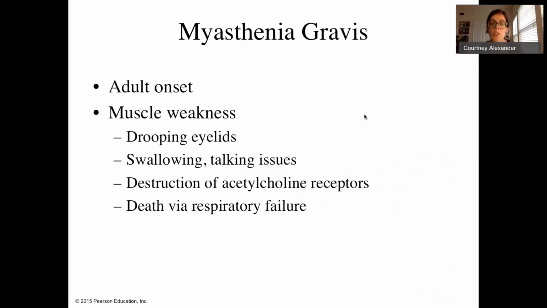Myasthenia gravis, on the other hand, is an adult onset muscle disease, and it's first characterized by muscle weakness. This time you'll see a person first has drooping eyelids, and then they'll have swallowing and talking issues, and eventually they too will die from respiratory failure. This is caused by a destruction of the acetylcholine receptors. It's thought to be an autoimmune disease, so your immune system will actually destroy your acetylcholine receptors. So your muscle sarcomeres are intact. They just are not getting any signal from the motor neurons to contract.